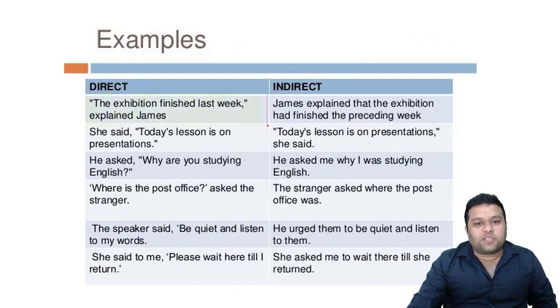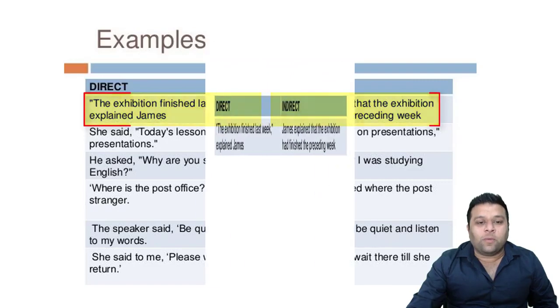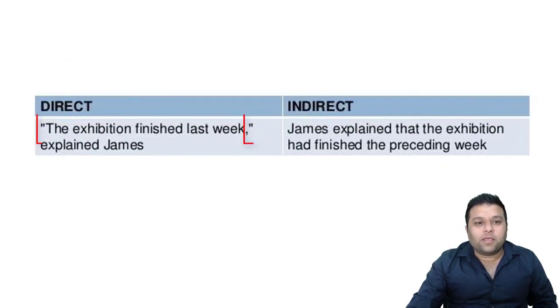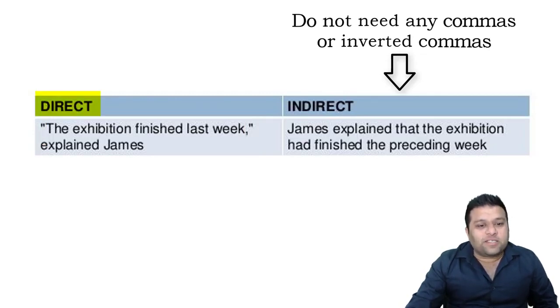So guys, let's look at the first statement and look at the second one. Now tell me, where can you use commas in the first one, comma and inverted comma, and where should you use comma and inverted comma in the second one? Awesome. So the first one, you're going to be using your commas over here and then inverted comma over here, right? And in the second one, we do not need any kind of punctuation, right? We don't need any comma or inverted comma. The reason is, guys, the first statement is direct statement and second statement is indirect statement.